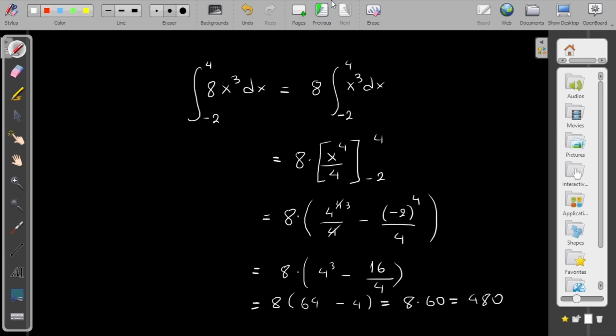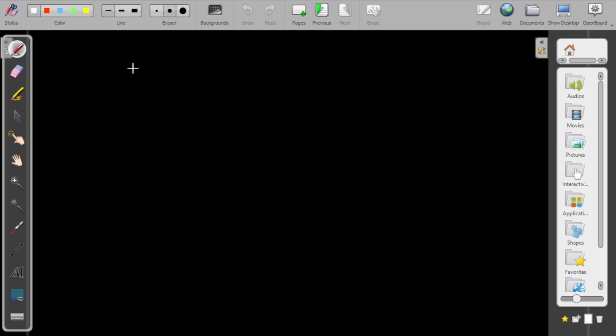Now let's see something more interesting. Let's say that I want to calculate this integral. This is for AI AHL, and you can also have it in AAHL in the IB course. Let's say I want to calculate ln x over sine x minus x squared dx from 1 up to 5.